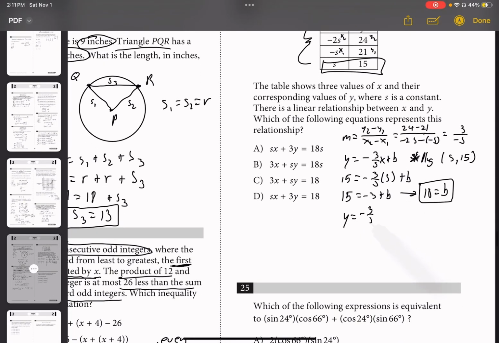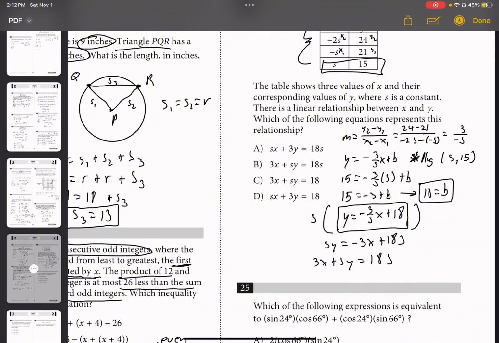We're going to write our whole equation out again. Now, this is not in the same form. This is y equals mx plus b form, slope form. These are in standard form, so we're going to manipulate our equation. Before we manipulate our equation, we need to realize what x is in our answer choices. There are no s's in the denominator in any of our answer choices, so we're going to multiply our whole equation here by s. So we get sy is equal to negative 3x plus 18s. We're going to move the x over to the side. We get 3x plus sy is equal to 18s.